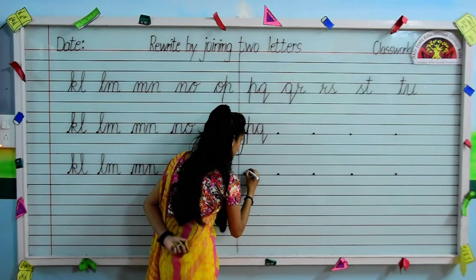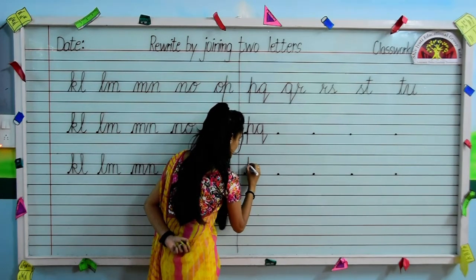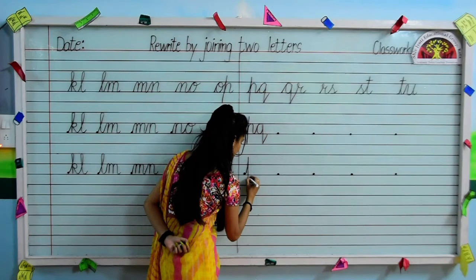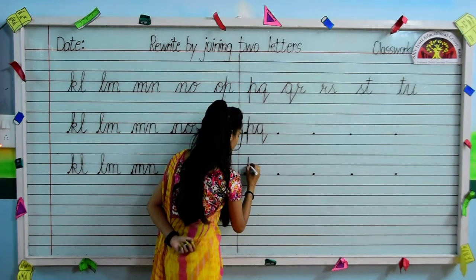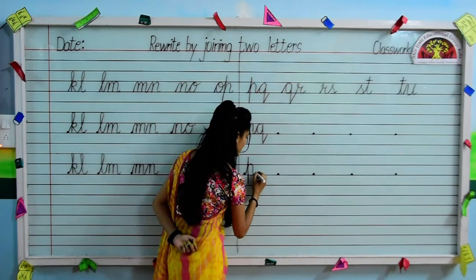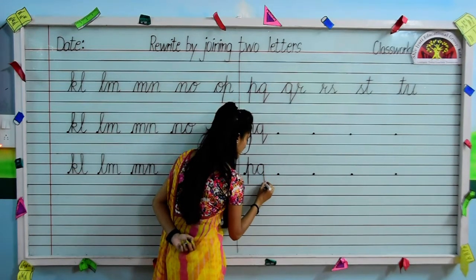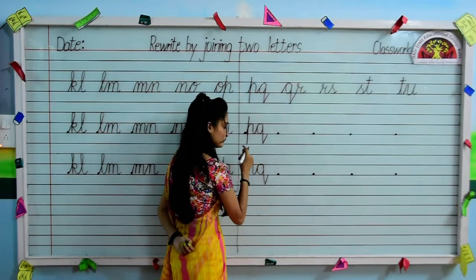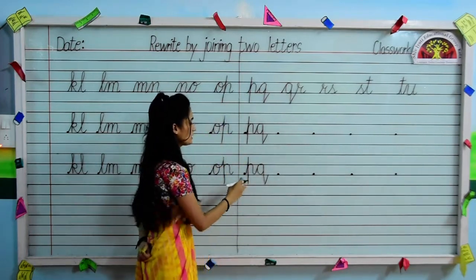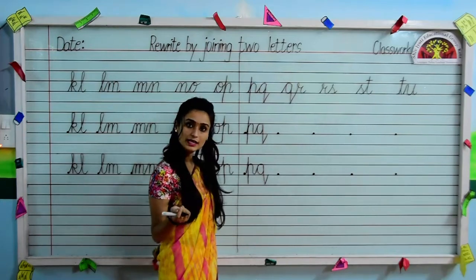From the dot we will start making letter P, slanting line up, then come down straight, do not touch the first line, then go back, make a curve. From the end point of letter P we will make letter Q. Like this. Come down straight and slanting line. This way you have to write your letter P, Q together.